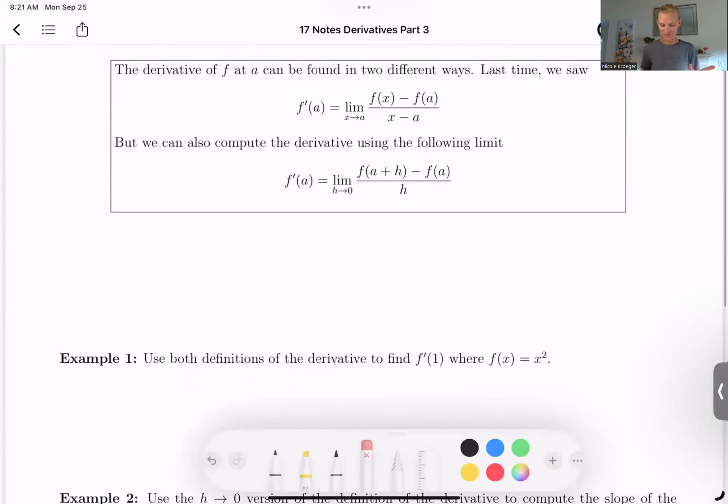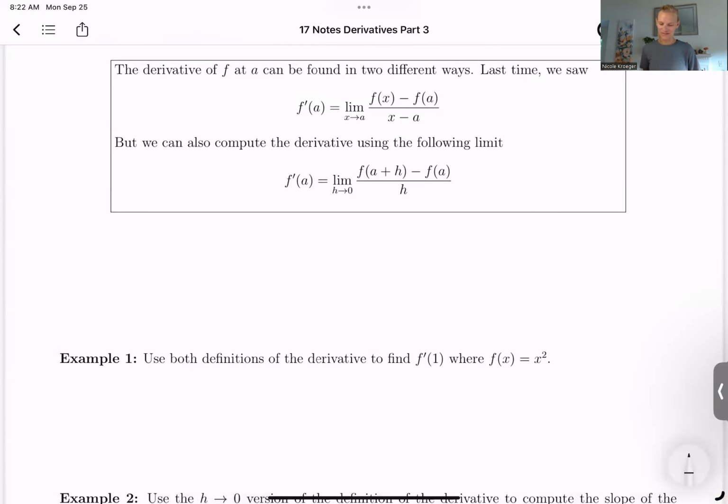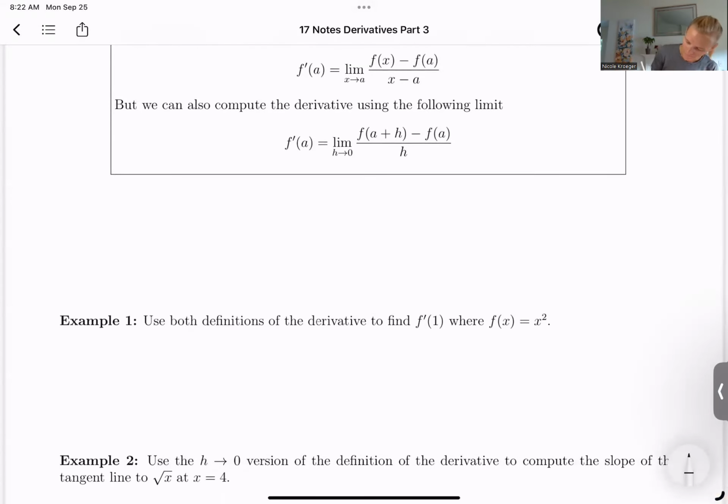So we're going to practice using both definitions, to make sure that they give us the same answer. So for example 1, we're going to use f of x is x squared and find f prime of 1. So let's use the first one. We should be familiar with this one, so go ahead and practice.